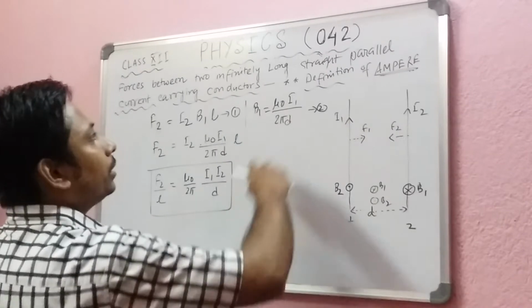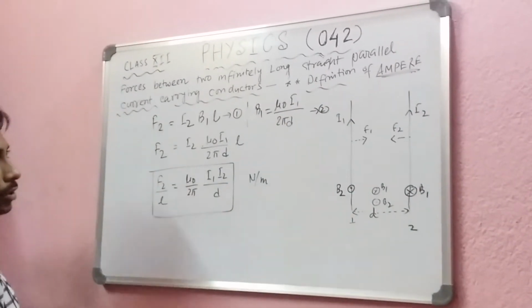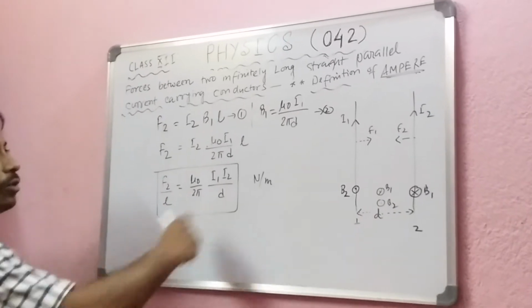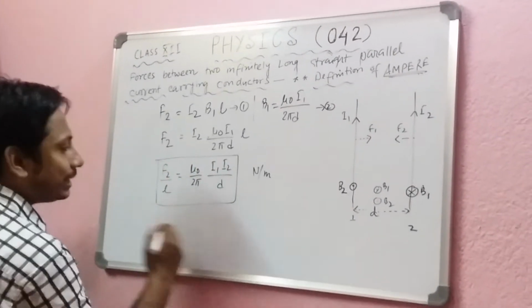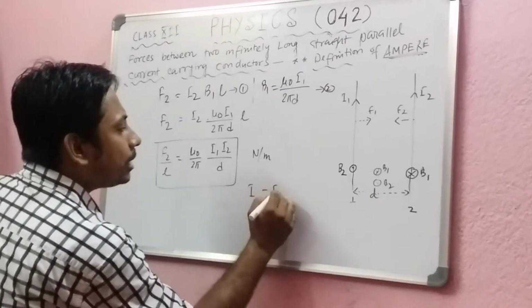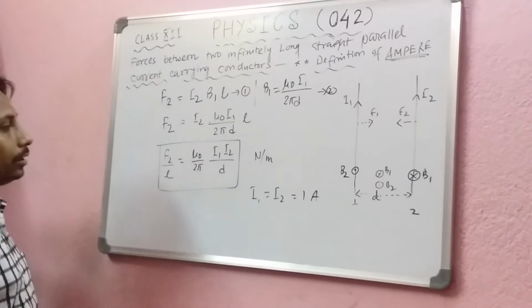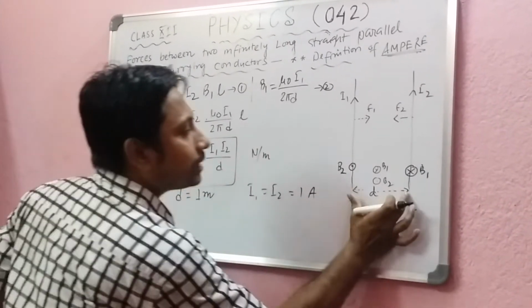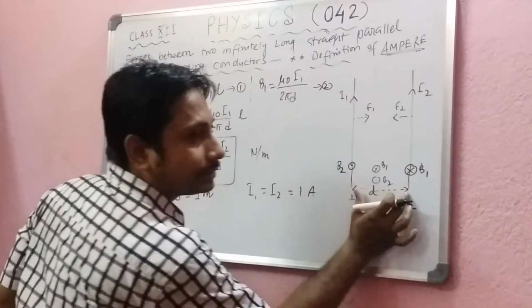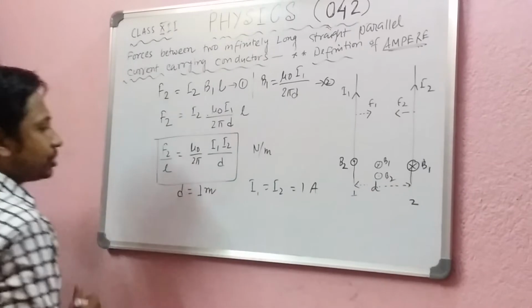Another question, define 1 ampere current. So how can we define 1 ampere current? See, if we take both currents the same, meaning I1 equal to I2 equal to 1 ampere, and the distance between the two wires is 1 meter. This distance of separation between the two wires is 1 meter.